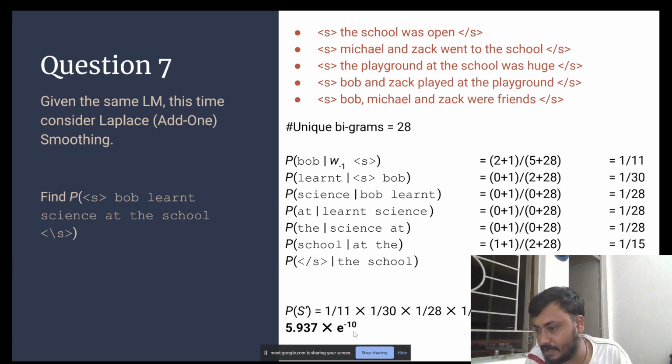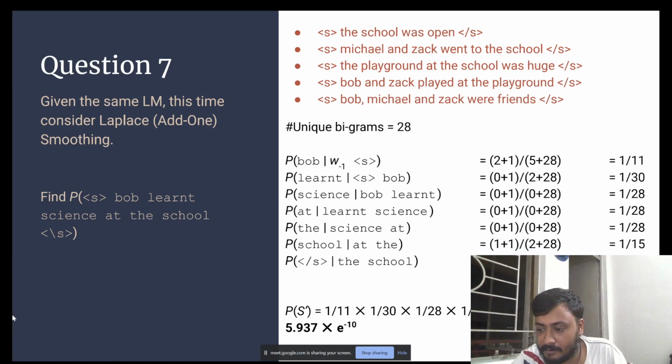So E here means 10. This is not the logarithmic E. Alright. This is the scientific notation, so to say, like how we write in programming languages. So E to the power minus 10 actually means 10 to the power minus 10. So 5.937 into 10 to the power minus 10.